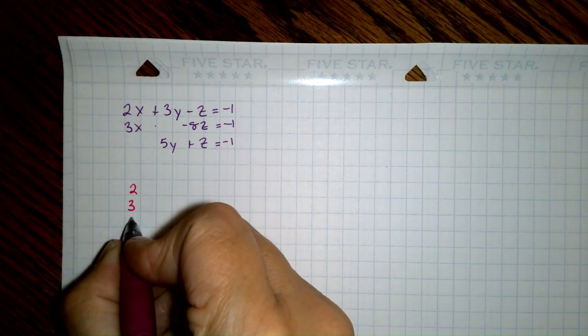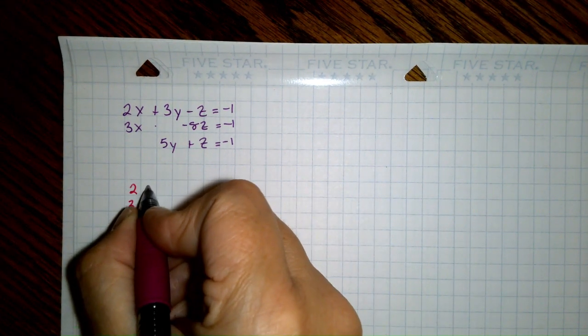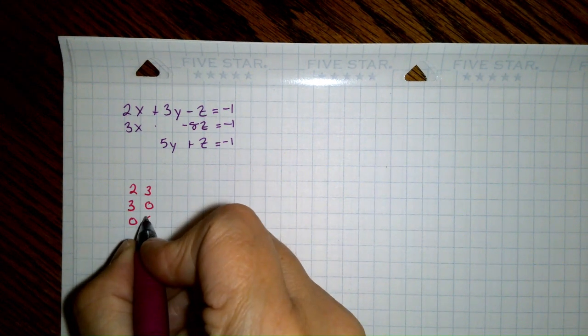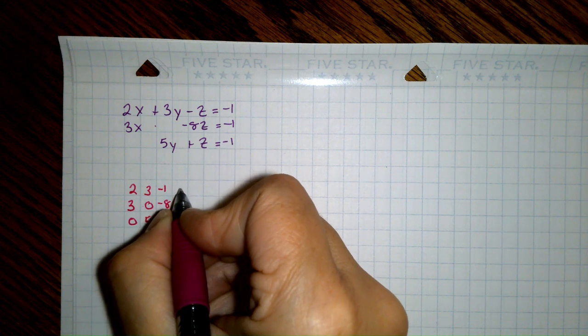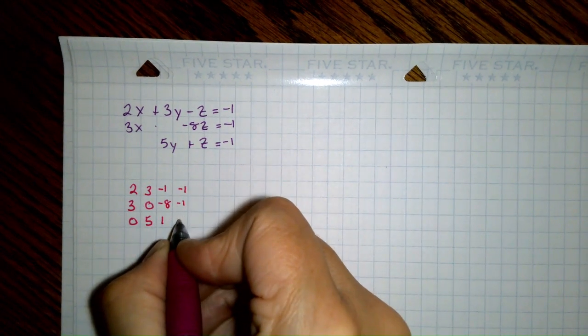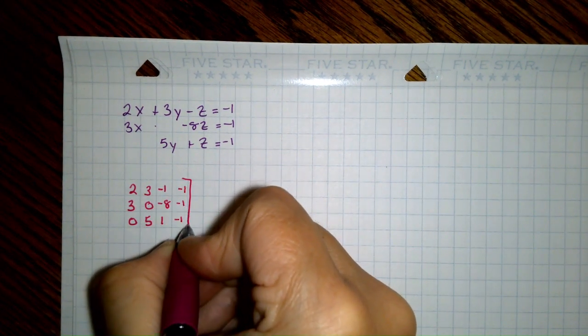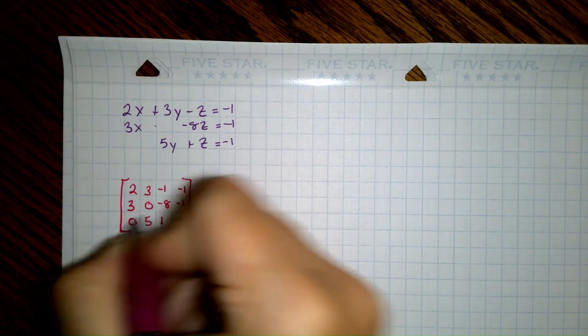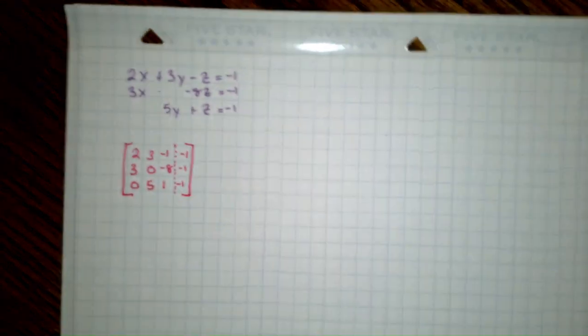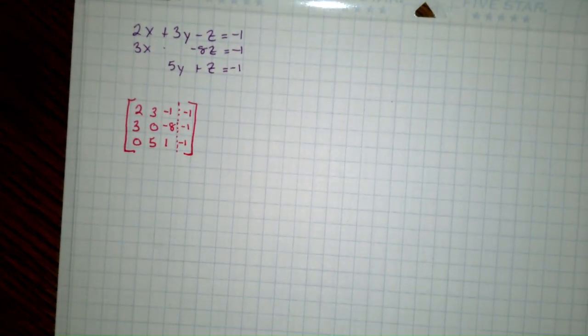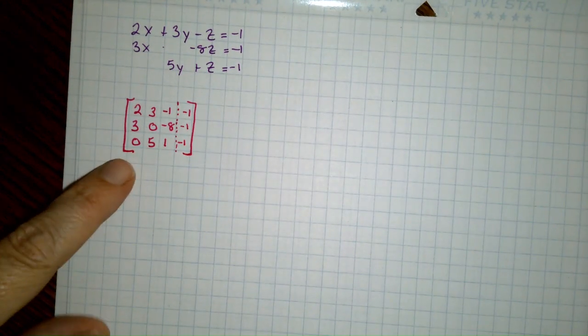2, 3, they skip the x. 3, they skip the y. Negative 1, negative 8, 1. Negative 1, negative 1, negative 1. And one thing I like about matrices is they can take up a lot less space than writing out all your variables.